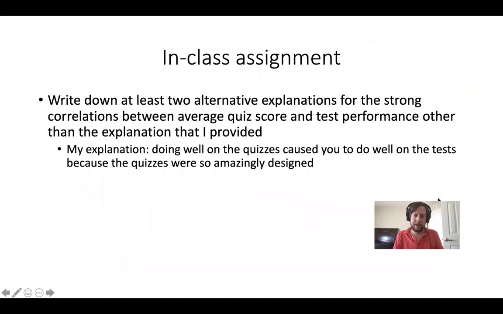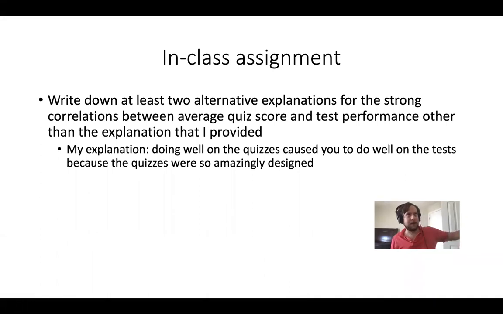Here's the in-class assignment, which I mentioned earlier in class, that has to do with those correlations I showed you regarding your test performance. You should have learned in research methods about the idea that you cannot infer causality from a correlation. And that's kind of what I erroneously did when I was showing you those correlations. I basically made the claim that doing well on those quizzes causes you to do better on my tests.